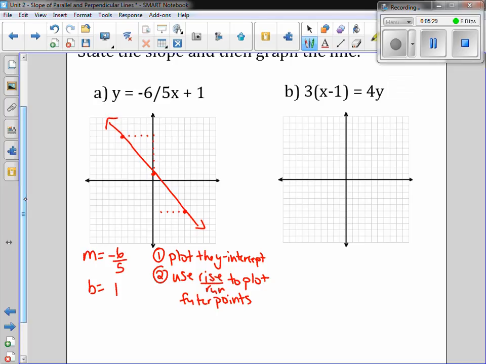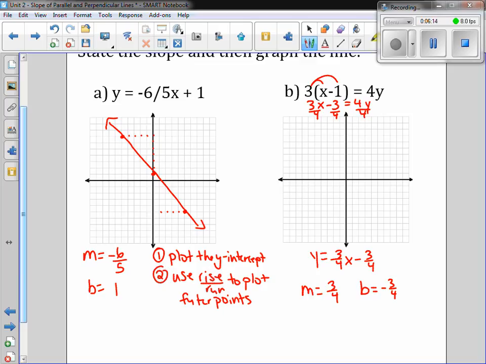Our second example is in a little different form. We need to change 3 times x minus 1 equals 4y into the proper form by distributing the 3 inside. So we have 3x minus 3 is equal to 4y, and we want to isolate y, so we want to divide everything by 4. That means that y is equal to 3/4 x minus 3/4. Just because there is a fraction doesn't mean we can't graph it. Our slope is 3/4 and our y-intercept is -3/4.